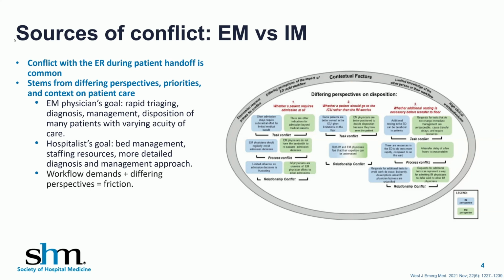there is task conflict in this regard in that the IM perspective is that short admissions require substantial effort for limited medical benefit. The EM perspective is that there are other indications for admissions beyond medical indications. Regarding process conflict, the IM perspective is that EM physicians should regularly revisit admission decisions. The EM perspective is that EM physicians do not have the bandwidth to revisit admission decisions.